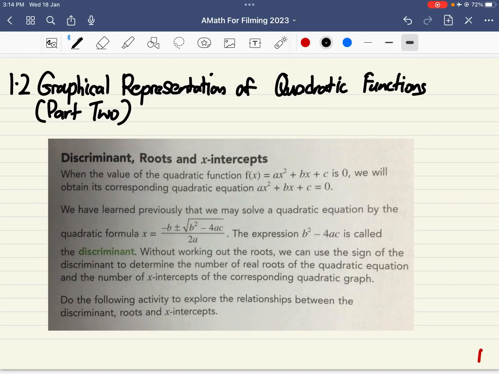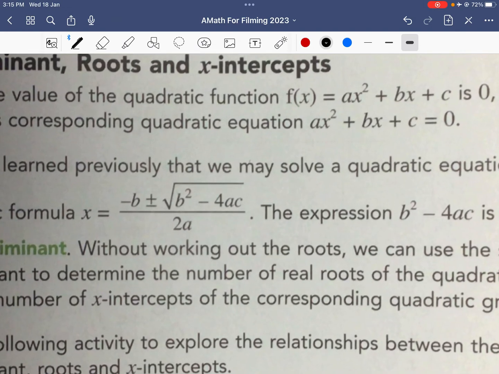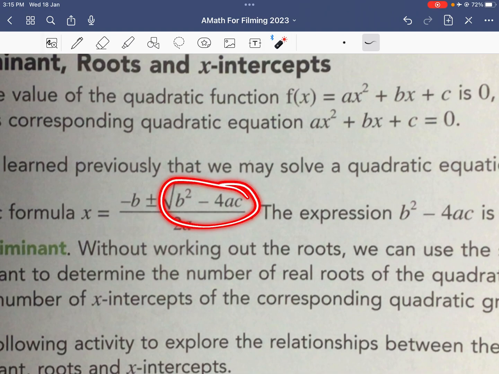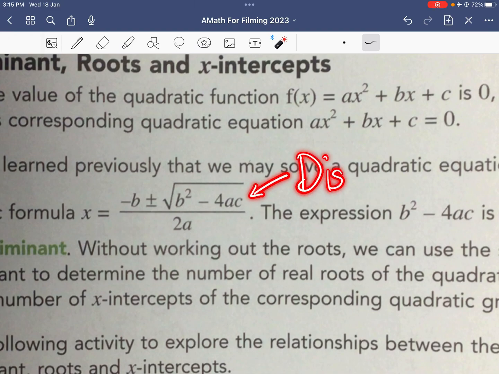Okay, today I'm going to cover chapter 1.2, graphical representation of quadratic functions. In elementary mathematics, you have learned the quadratic formula. There's a very special part of the quadratic formula, which is this part here, b squared minus 4ac. This part is something special. It is known as the discriminant.